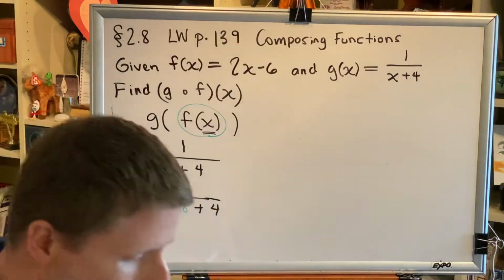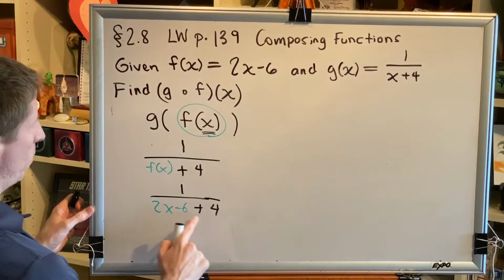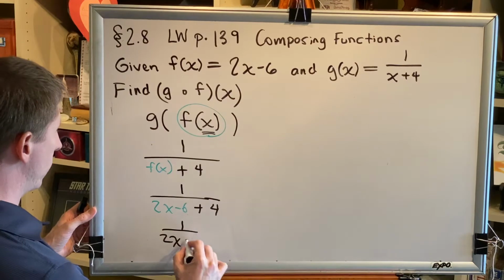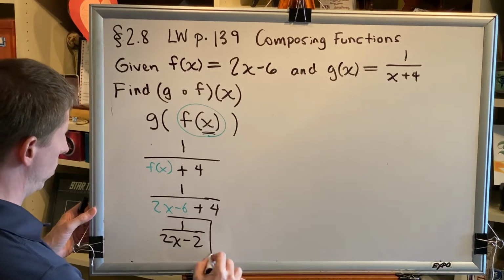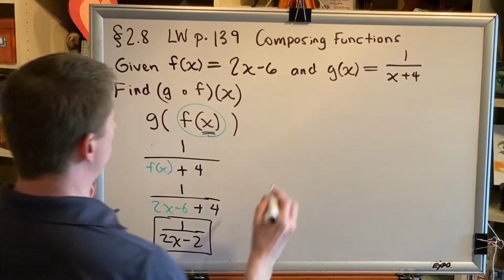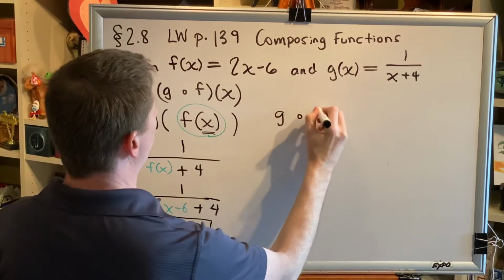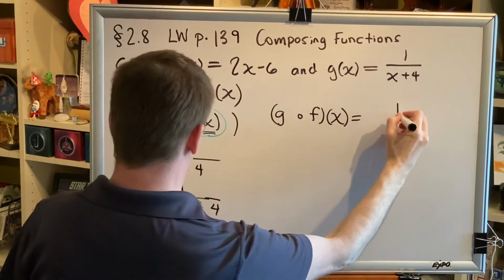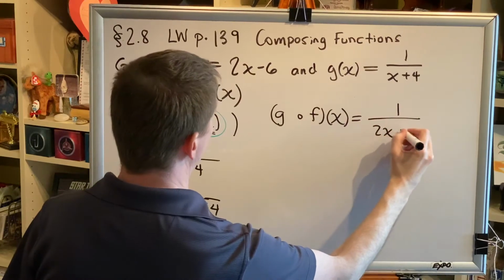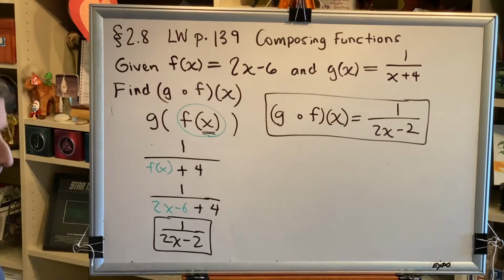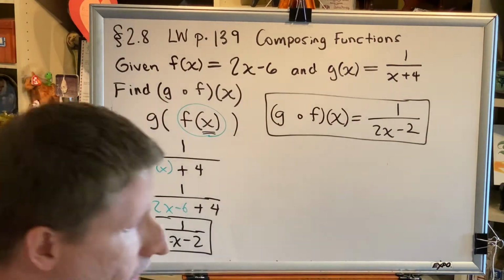So now I will simply combine all of my like terms together, which would be the minus 6 plus 4, and I get 1 over 2x subtract 2. This is my final answer. You could write g composed with f of x equals 1 over 2x subtract 2. Okay, that's our first example. Let's do another.